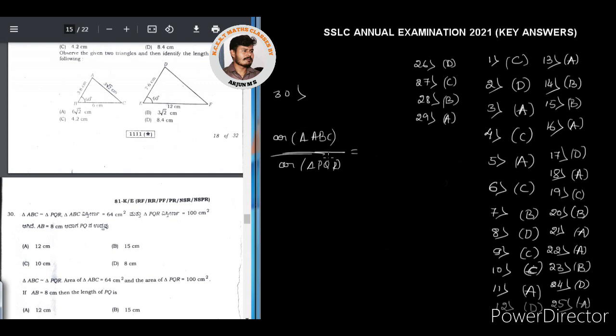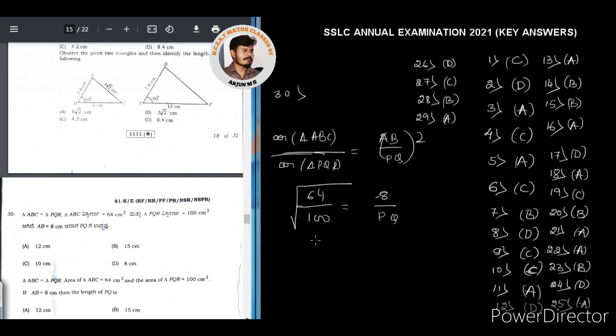The ratio of the areas of two similar triangles is always equal to the ratio of the square of their corresponding sides. So that's why (AB by PQ) whole square. We know that area of triangle ABC is 64 and area of triangle PQR is 100, so transpose square to LHS, we get square root of 64 divided by 100, equal to AB, that is 8 centimeter, divided by PQ. We have to find out the value of PQ.